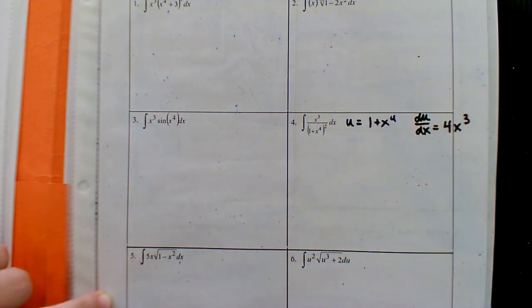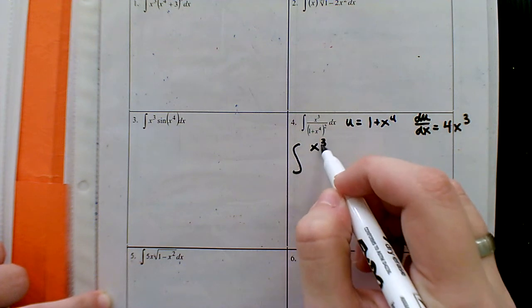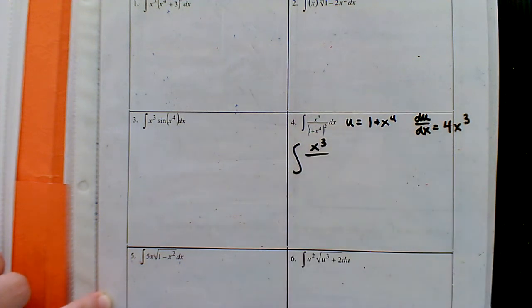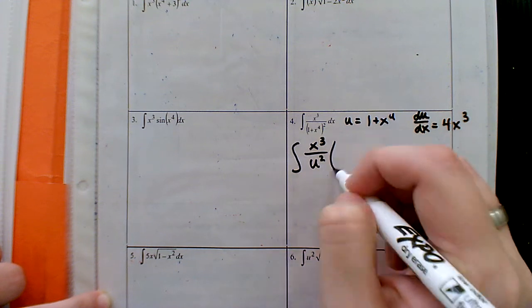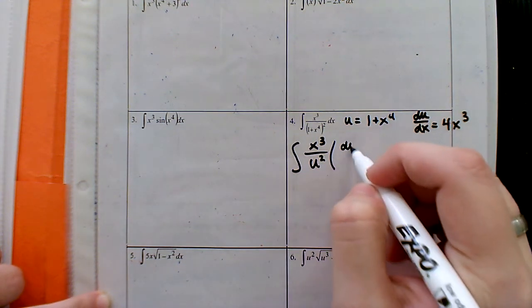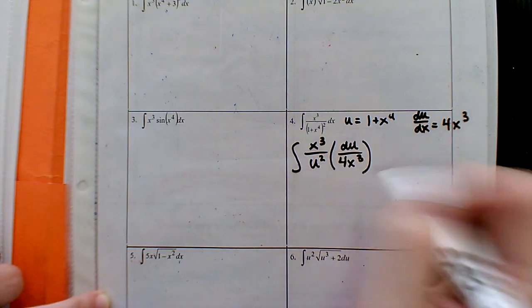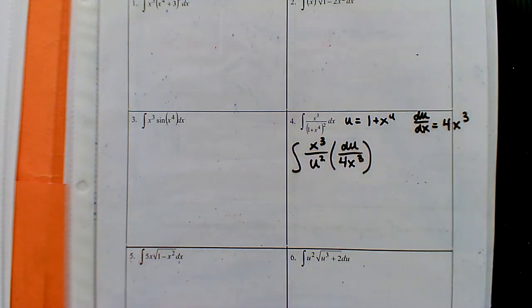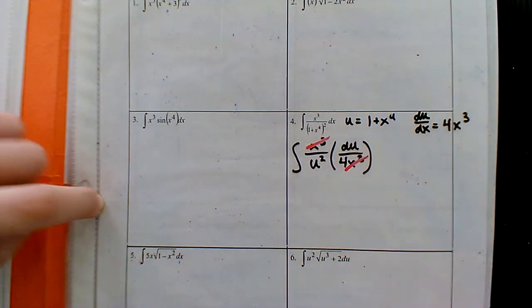Let's go ahead and rewrite the original integral. The x to the 3rd up top stays. On the bottom we'll have u squared, and instead of dx we'll have du over 4x cubed. Do the x's cancel? Thank goodness, right? We don't have to rewrite that u equation.